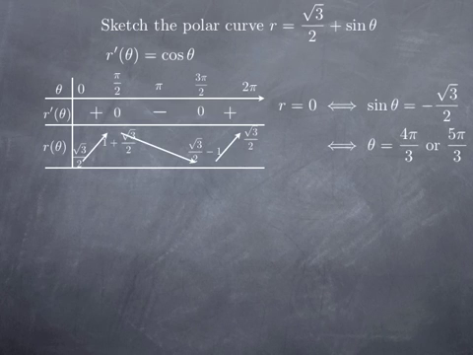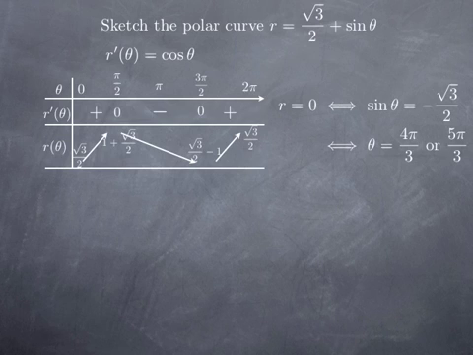Now, you see that between pi over 2 and 3 pi over 2, and between 3 pi over 2 and 2 pi, the function r is going to take the value 0, because we go from a positive value at pi over 2 and we decrease to a negative value at 3 pi over 2, and the function r is continuous. So using the intermediate value theorem, we know that somewhere it's going to take the value 0. Similarly, it's going to take the value 0 somewhere between 3 pi over 2 and 2 pi.